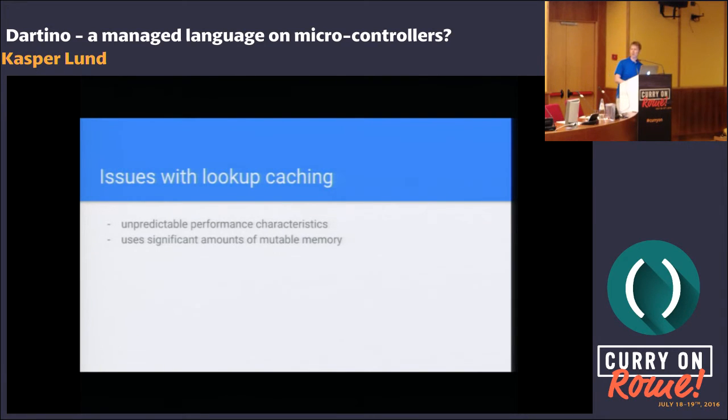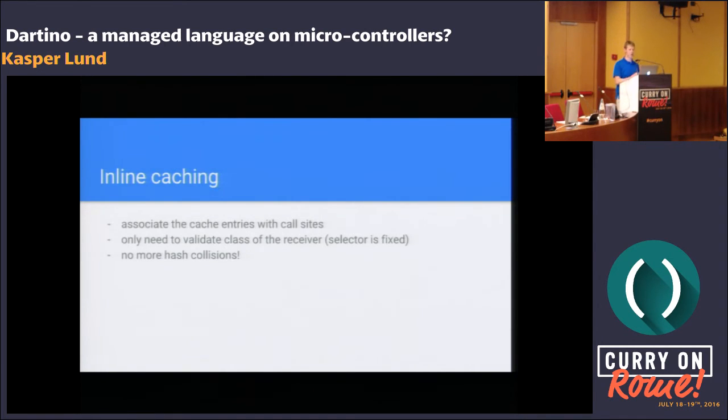The next level up here is to avoid doing the global lookup caching and go for inline caching. I don't know how many people here are familiar with the term. A number of people sort of know what it is. It's actually just saying let's associate the cache entries with the call sites instead of having them in a global table. And that means that for any call site, the selector is a fixed thing. If we do object.foo, object might vary, but the name foo does not vary. So you don't have to check that when you validate that the cache is correct. And you don't have any hash collisions here.